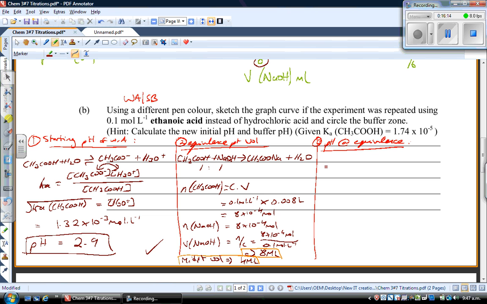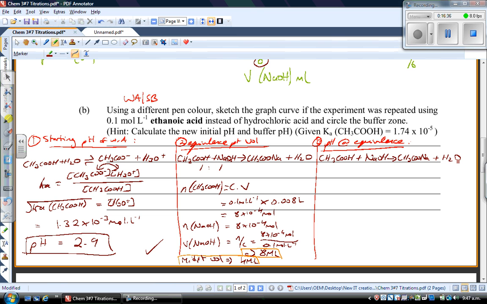So the key to doing this last point is to be able to write both equations which illustrate what's happening at equivalence point. There's always two equations, whether it's a weak base or a weak acid. You should be writing two equations to explain what's happening at equivalence. So we had the first equation before. All of the weak acid has been converted into conjugate base, sodium ethanoate, plus water.